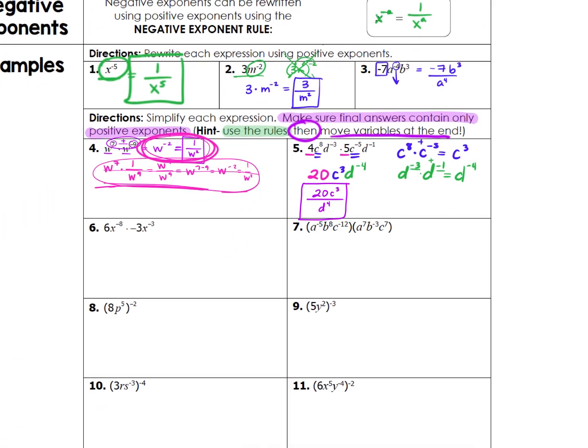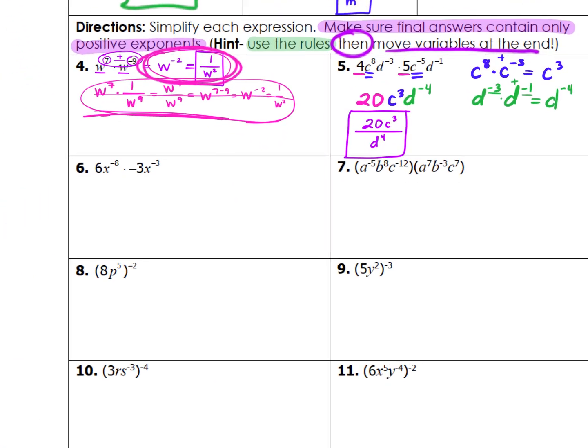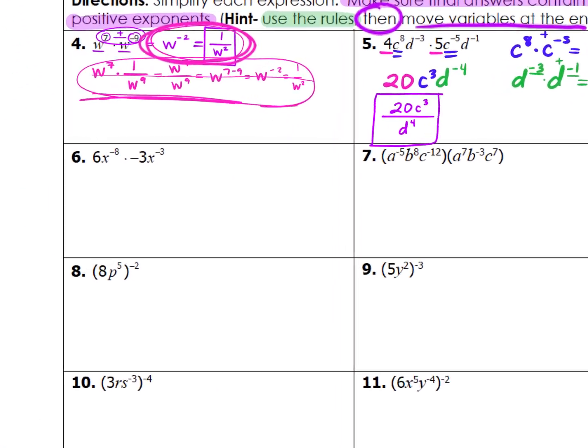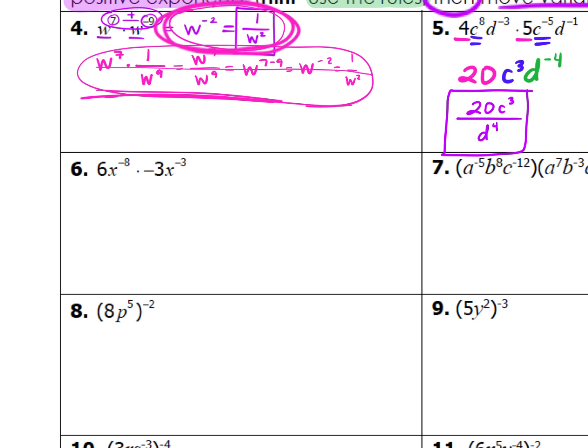Next one. Look at number 6. What can you do with number 6? Multiply 6 and negative 3. So the numbers you can always multiply. You guys start there. Start with the numbers. 6 times negative 3 is a negative 18. Okay. What about your x's? X to what power? To the negative 11. X to the negative 11.